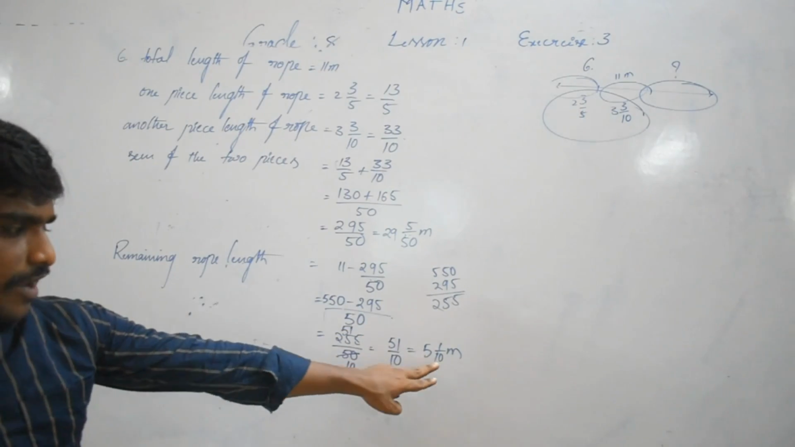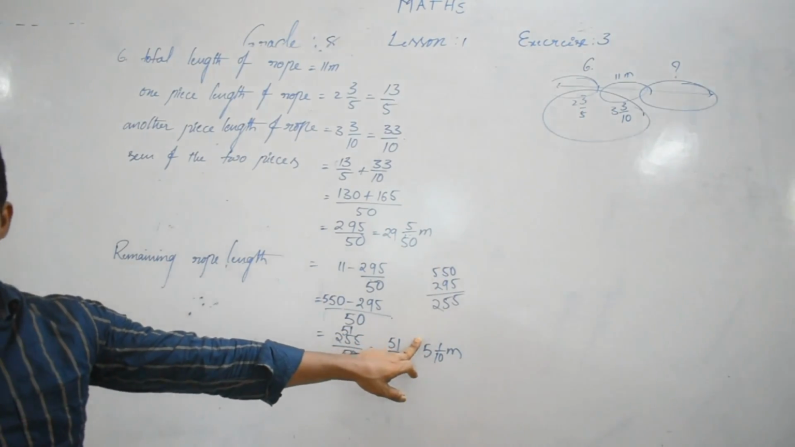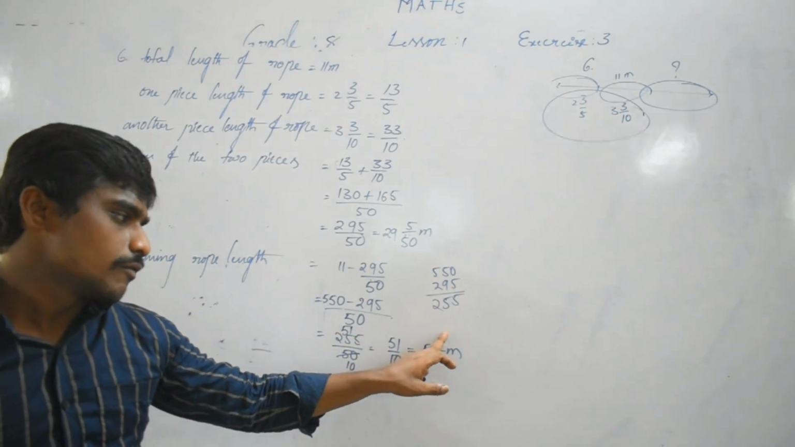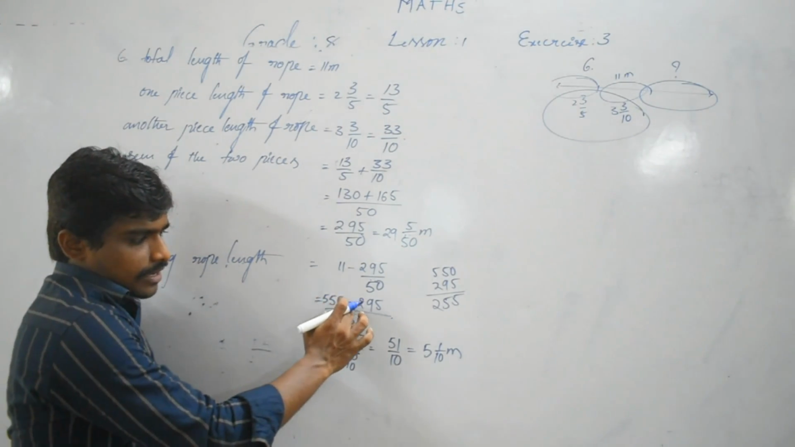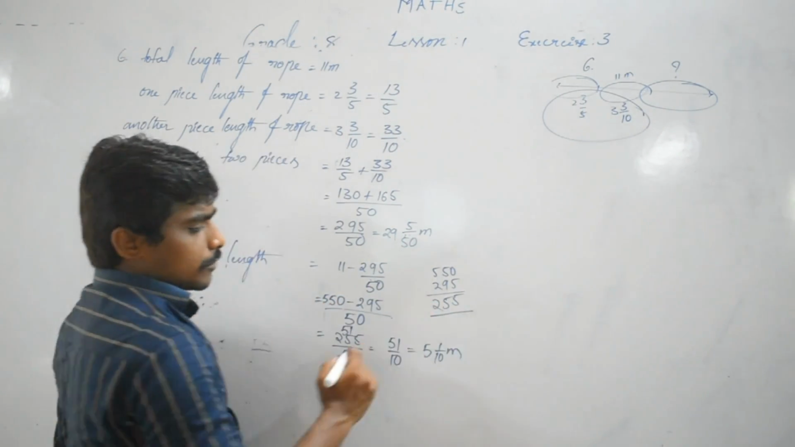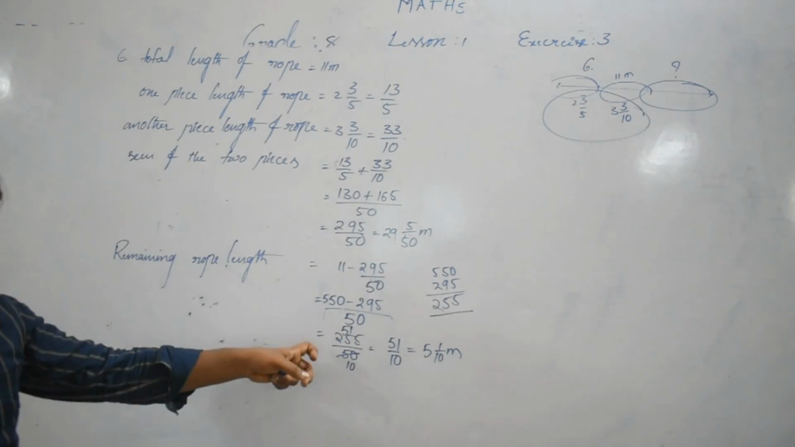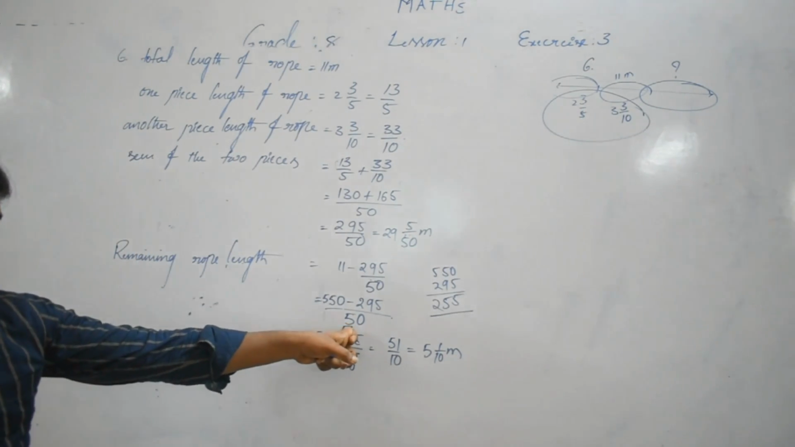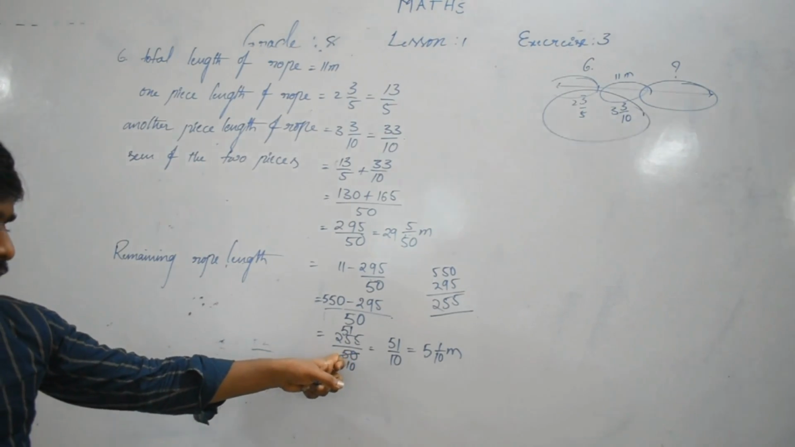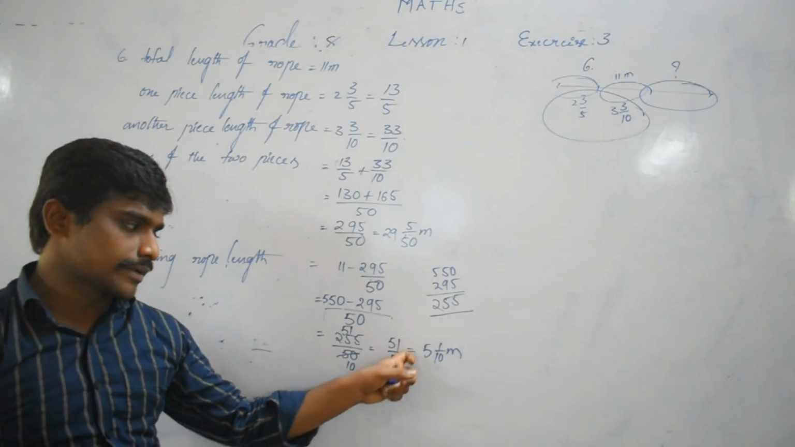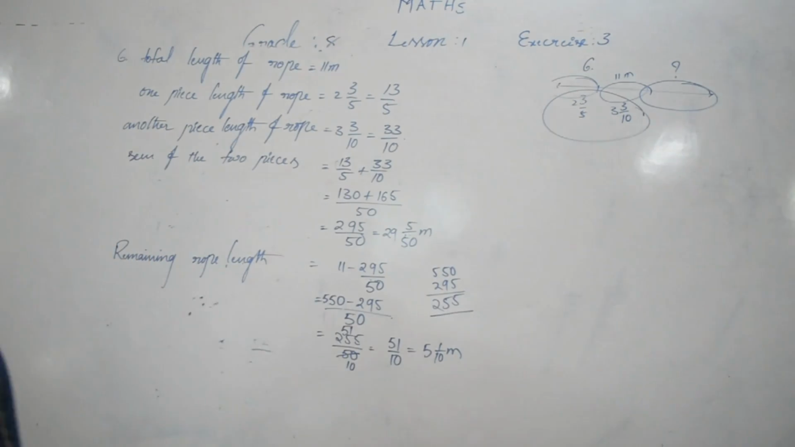Convert to the mixed fraction. 5 10s are 51. So 1 by 10 meters. Here see, 550 minus 295 division. 5 5s are 5 1s are... So here 5 10s are 50, 1 by 10, 5 1 by 10 meters.